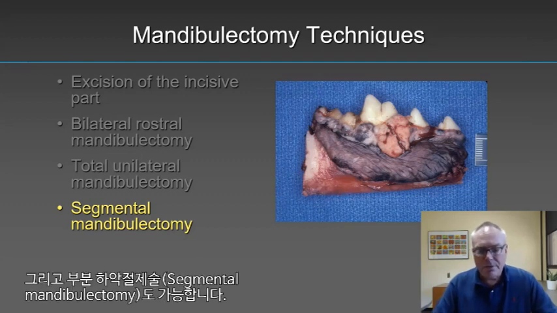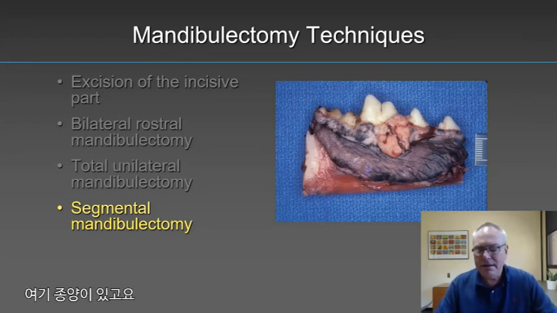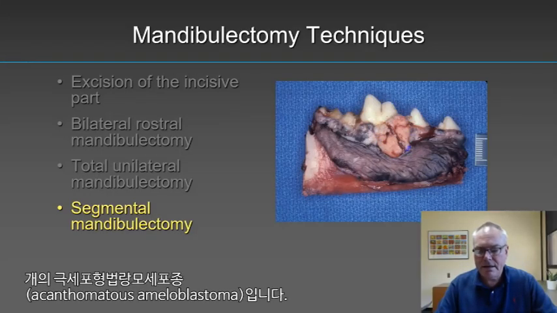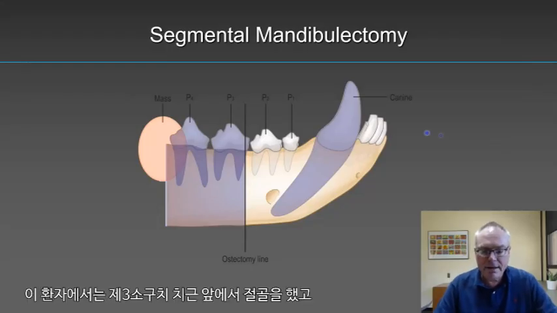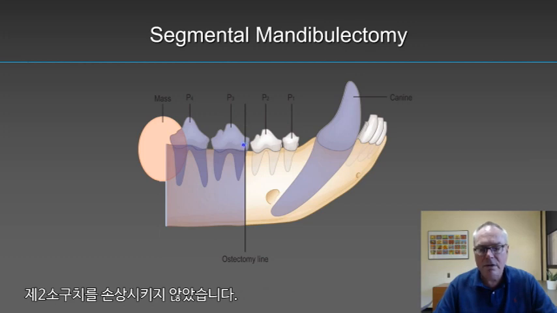Then we can also perform a segmental mandibulectomy. A segmental mandibulectomy means that here is the tumor. This was a canine acanthomatous ameloblastoma. We added 10 millimeters to that in either direction, and then we removed this segment of the mandible. So again, we performed the osteotomy on the mesial line angle, in this particular case of the third premolar tooth. By doing that, you are safe and sure that you are not damaging the second premolar tooth.